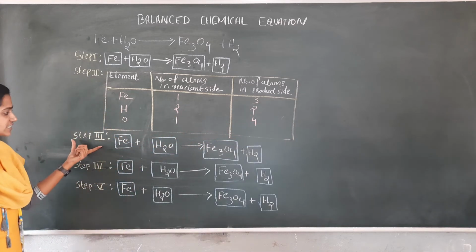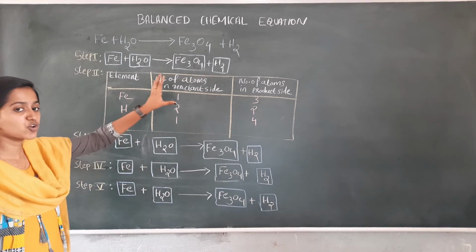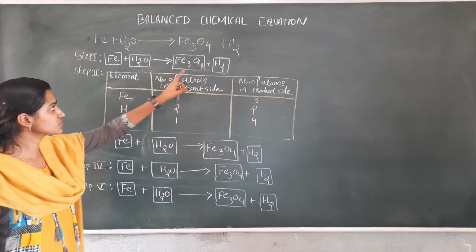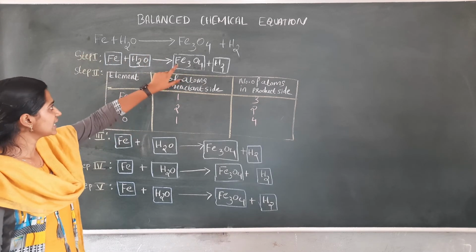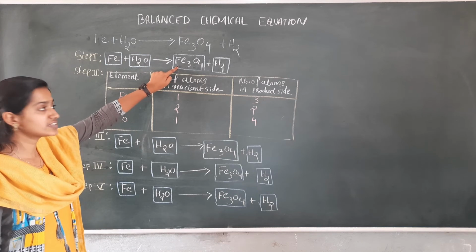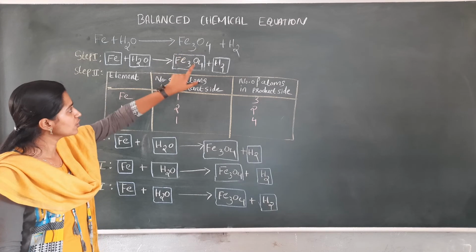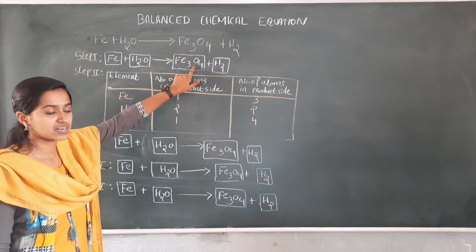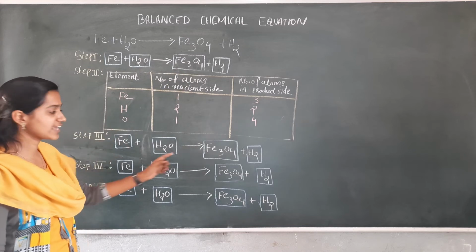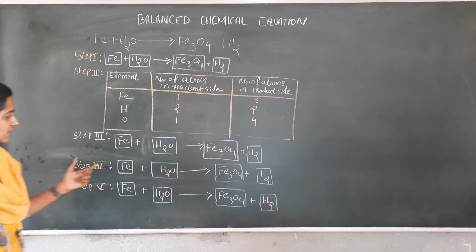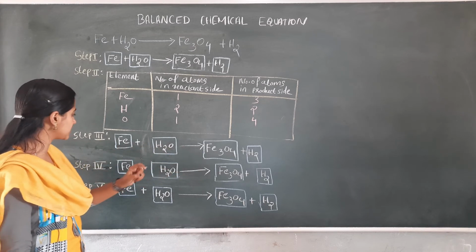So then we move to the third step, that is the balancing step. In this third step, the priority is given to the compound which contains the greater number of atoms. So in this reaction, Fe3O4 is the compound containing more atoms, and in this compound oxygen is present in greater number. So first we balance the number of oxygen atoms on either side of this equation. Just count the number of oxygen atoms on both sides of this equation.